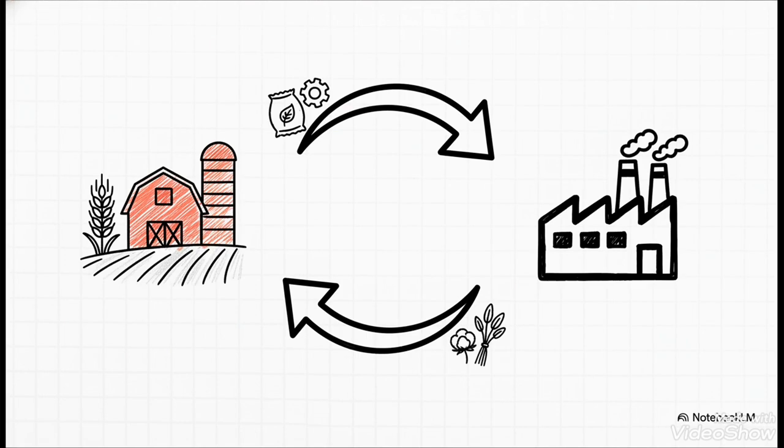Think about it. Industry gives agriculture things like tractors, fertilizers, and PVC pipes for irrigation, which makes farms way more productive. And in return, agriculture gives industry the raw materials it desperately needs, like cotton for textiles or sugarcane to make sugar. They absolutely need each other to succeed.